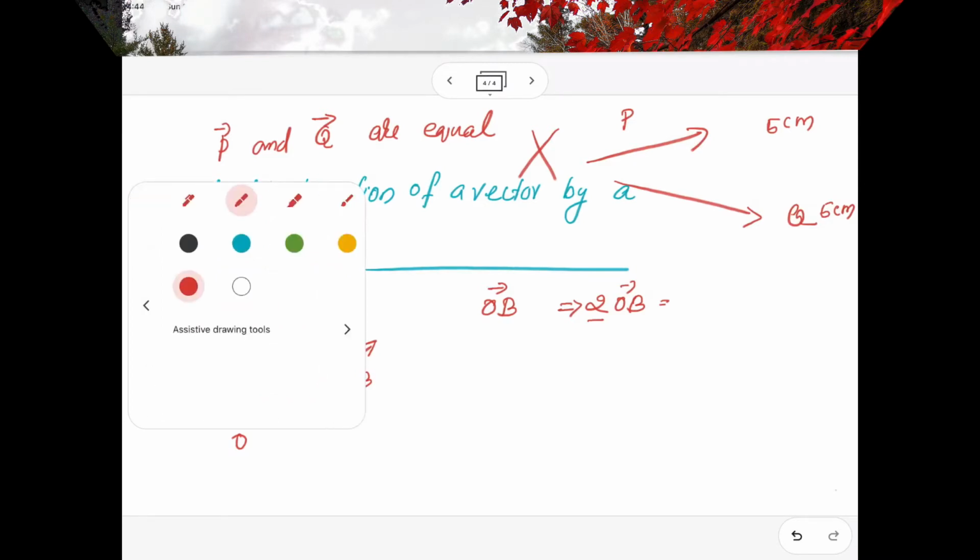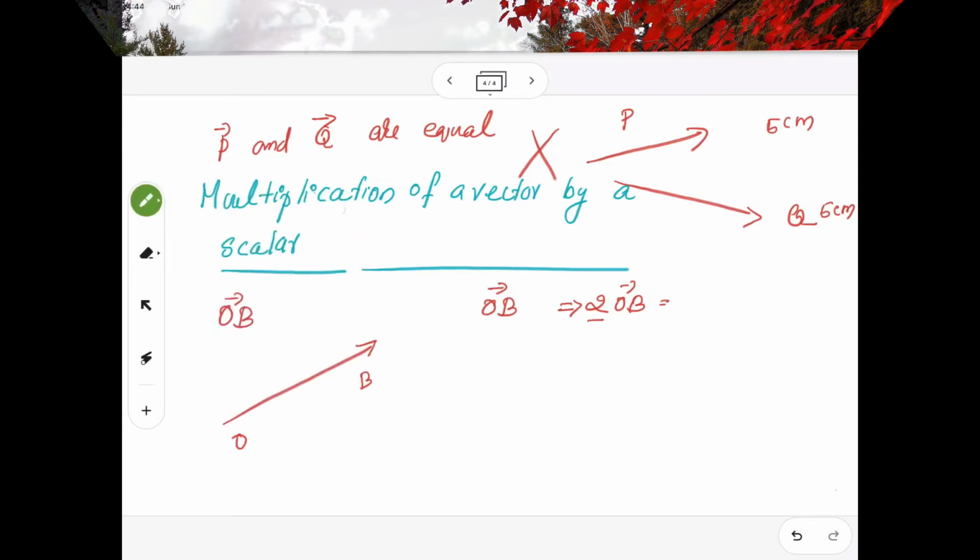So I can represent the vector like this, and again it is OB. So OB and another vector. So I can write the new vector as 2 times OB. So the given vector that you can see is a vector which is multiplied with a constant. Always remember, whenever you multiply a vector with a constant, the magnitude will only change, the direction must be the same.